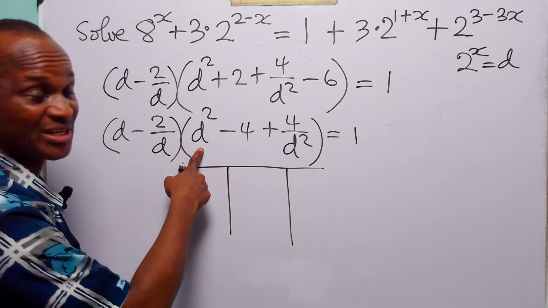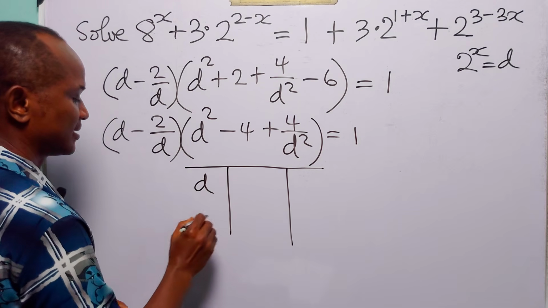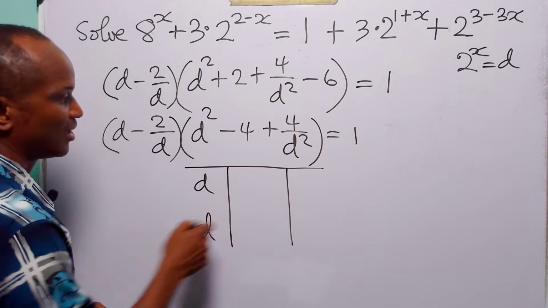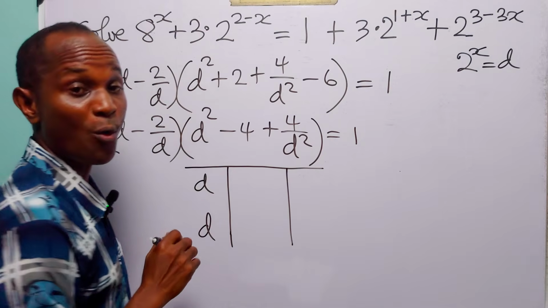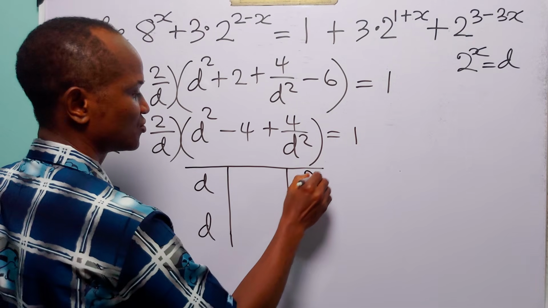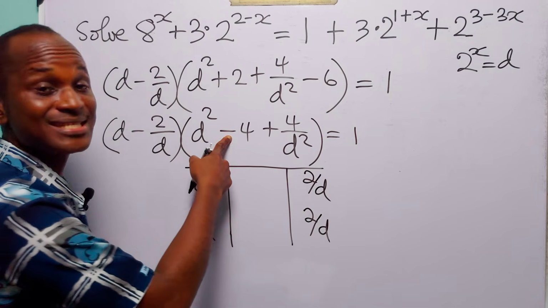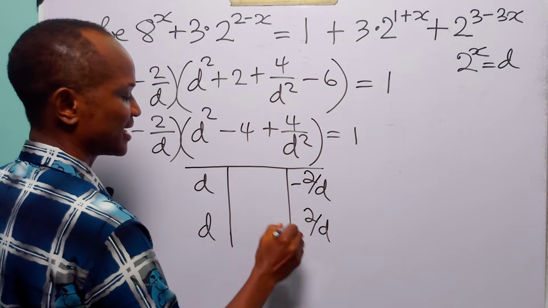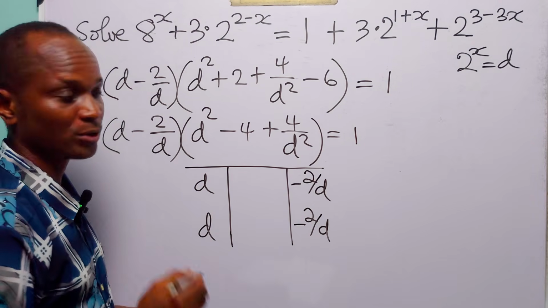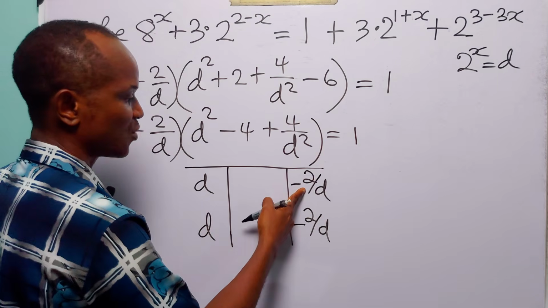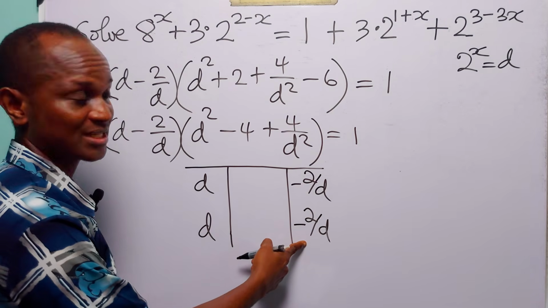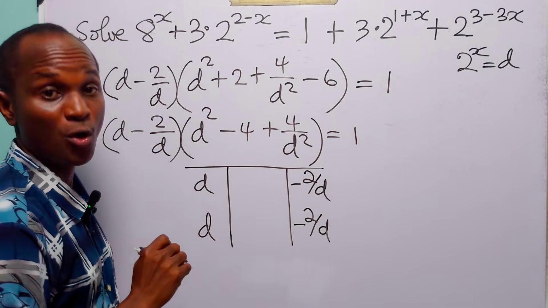What are the factors of d squared? We have d times d. What are the factors of 4 over d squared? We have 2 over d times 2 over d. But this is negative, so let this be negative and this be negative also. Of course, minus 2 over d times minus 2 over d is going to give us plus 4 over d squared.